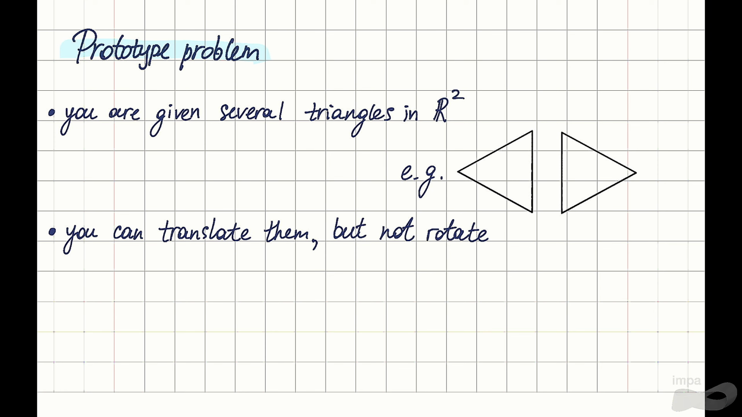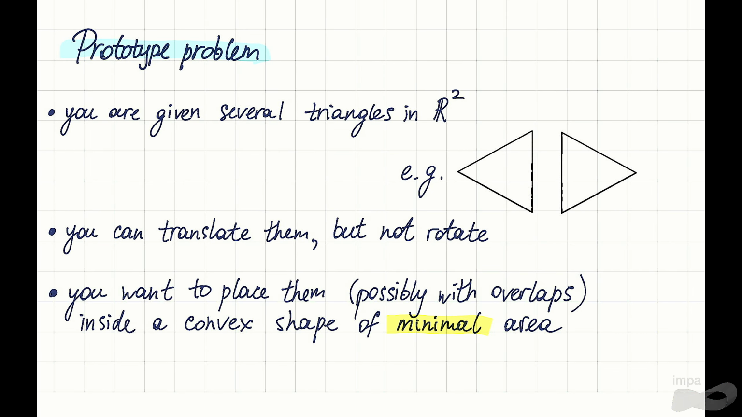And what you want to do, just for now think of this model example with just two triangles which are opposite to each other. You want to translate them, possibly with overlaps, so that they fit inside the convex shape of minimal area. Or in other words, you want to shift them around to minimize the area of the convex hull.